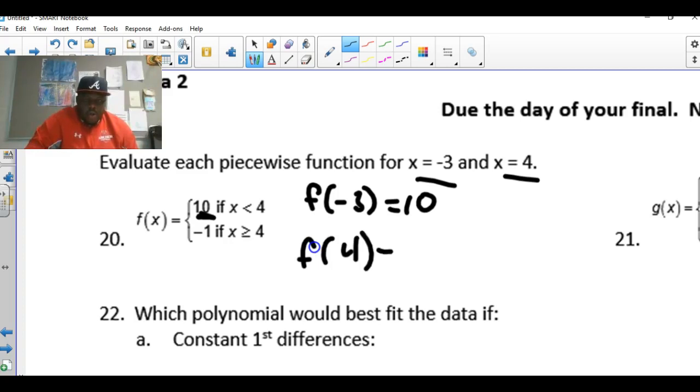For f of 4, you got to ask yourself again, is 4 less than 4 or is 4 greater than or equal to 4? Well, it's definitely greater than or equal to 4. So the equation we would use is right here, or -1 in this case, okay?